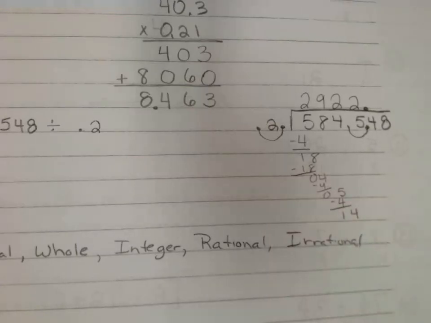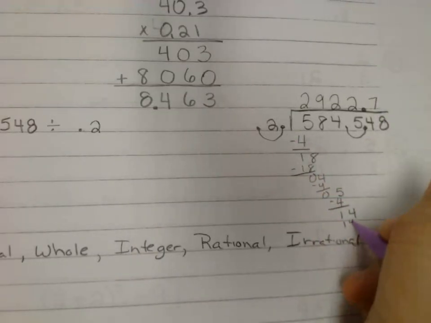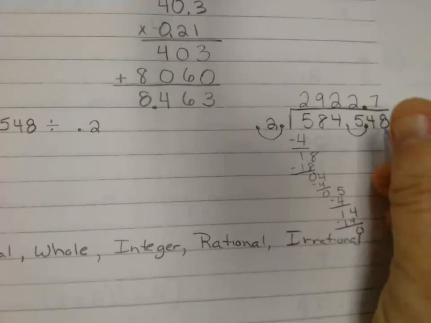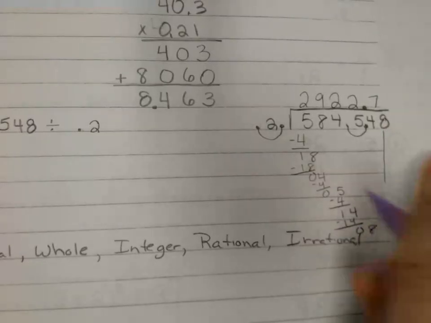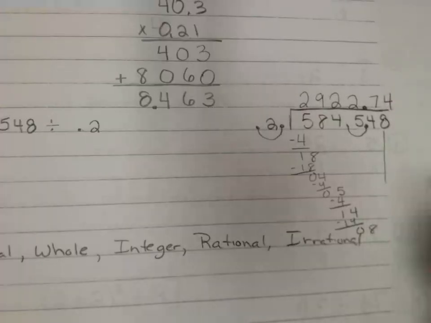I don't have a lot of space. 2 goes into 14 how many times? 7. 7 times 2 is 14. Subtract, I get 0. Bring down my 8. 2 goes into 8 how many times? 4. Subtract, you get 0.